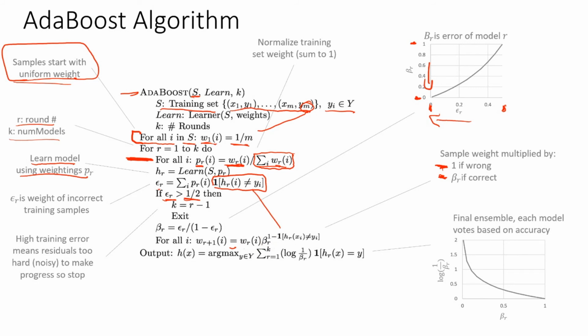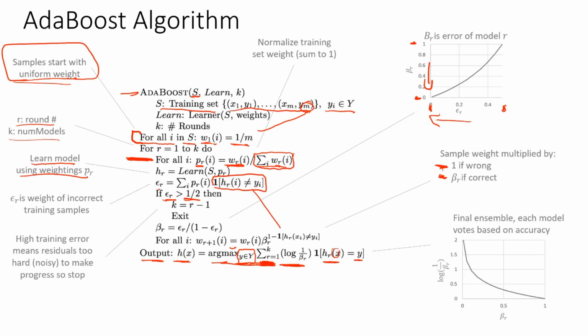The final prediction of the model that you've learned, your hypothesis, is essentially equal to the argmax over all the possible class labels. We're just doing binary classification, so we only have 2. You sum over every model, and if that model says the sample's value is yi, you sum it up and give it a vote weight of log 1 over βr.